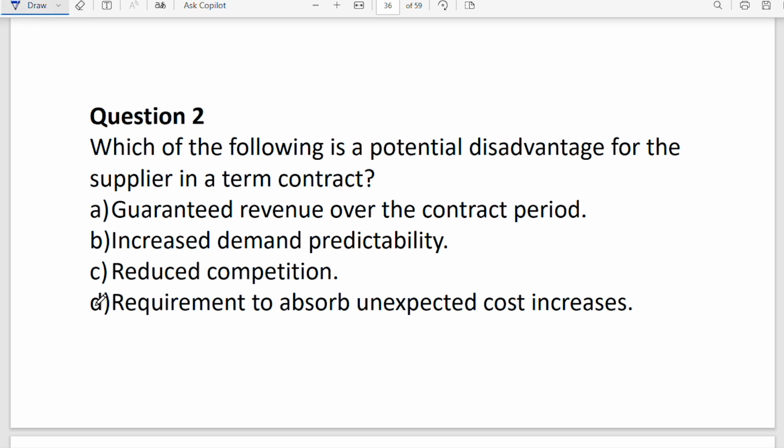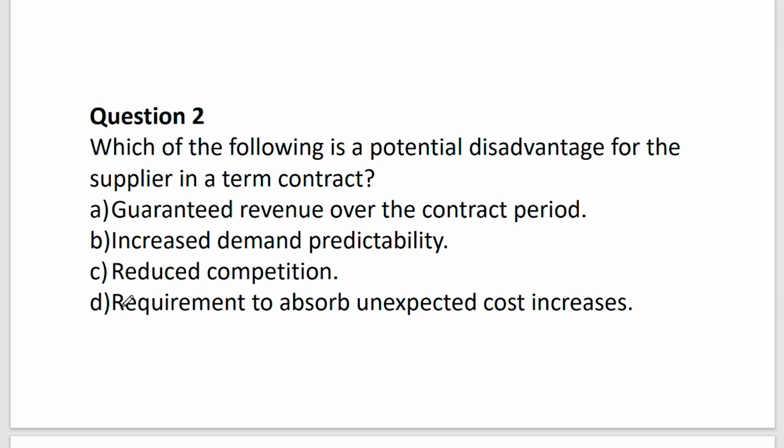But the truth is, the requirement to absorb unexpected cost increases. That is, especially if you don't have a price adjustment. Because what you're saying is you got into this contract for this particular period. So you'll supply A between January to March or something for X amount of money. So if the price goes up, that's a problem. We agreed on this particular price.